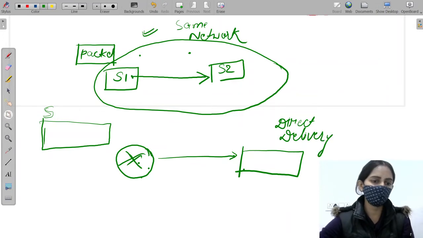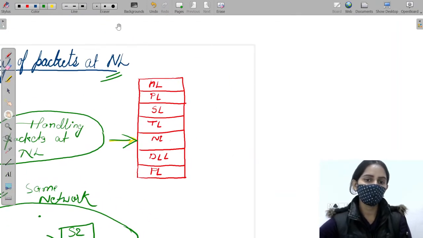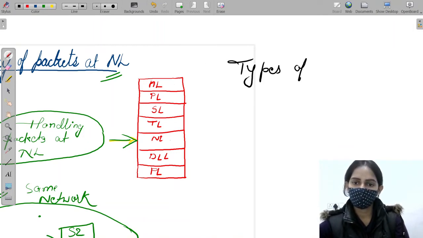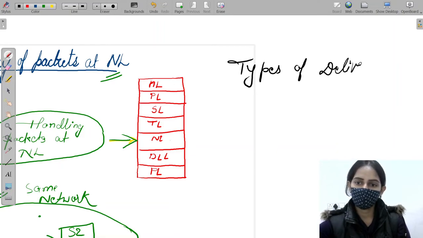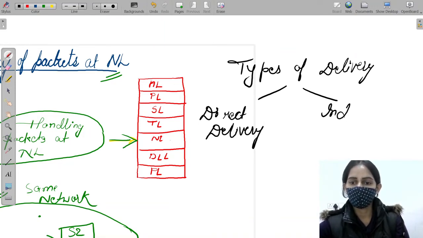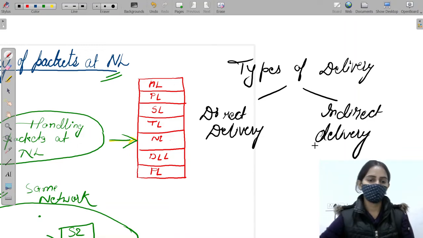Let me mention the types specifically once here, then discussing that will be better. So types of delivery: the first is direct delivery, and the second one is indirect delivery.